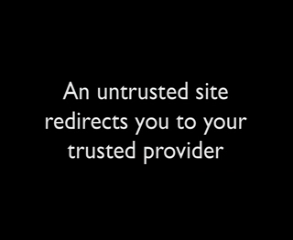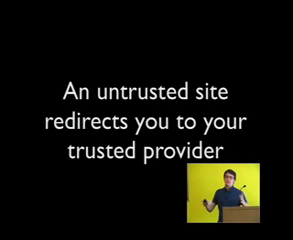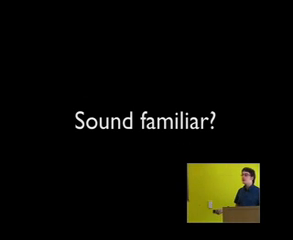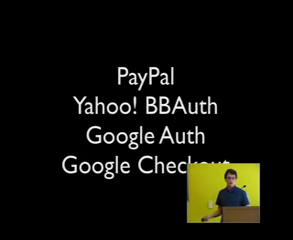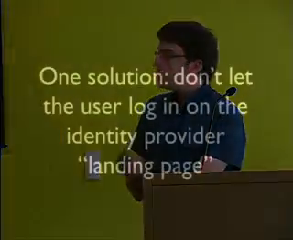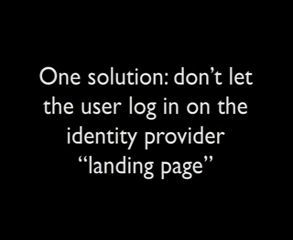And so the phishing stuff works because you go to an untrusted site, and it redirects you to supposedly your trusted provider. And this should sound familiar because PayPal do this, Yahoo browser-based authentication do this, Google Auth do this, and Google Checkout do this as well. So yeah, this is a problem. Phishing is a major problem. It's a problem that you guys already have and you really need to look into solving. OpenID does not change this in the slightest. There are a bunch of solutions. I mean, the OpenID community is thinking very hard about this, and a bunch of solutions have come up.